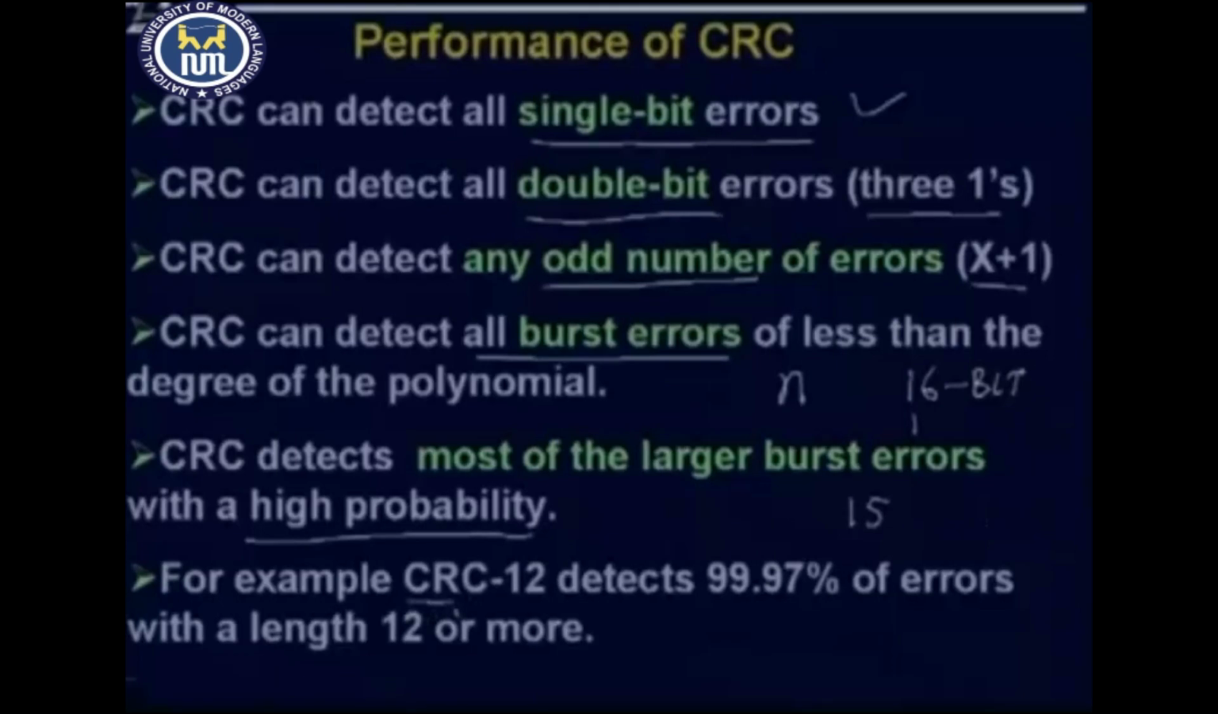For example, with CRC12, which has 12 degree, we can detect 99.97% of errors with the length of 12 or more. So we find that the CRC gives you a very powerful error detection scheme, and that is the reason it is so widely used.